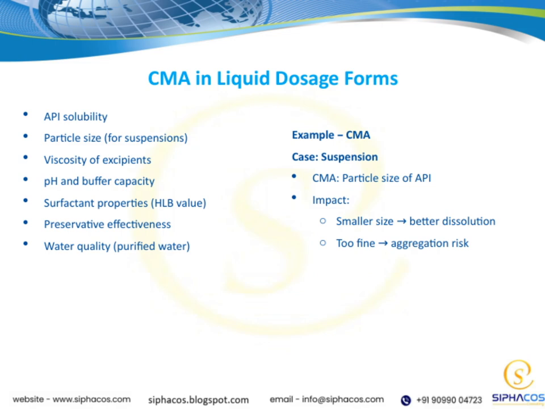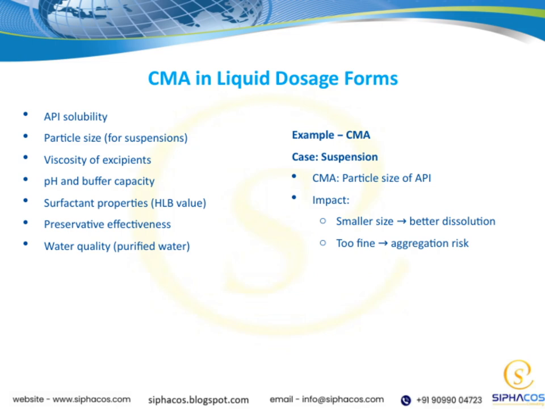Now, when we consider CMA in liquid dosage forms, several other factors come into play. API solubility is critical because it determines how well the drug dissolves or disperses in the liquid. Particle size remains important, especially for suspensions, since it affects how evenly the particles stay suspended over time. Then, we also need to consider the viscosity of excipients. These are the substances added to give the suspension the right consistency. The pH and buffer capacity are essential for maintaining stability and preventing degradation of the API.